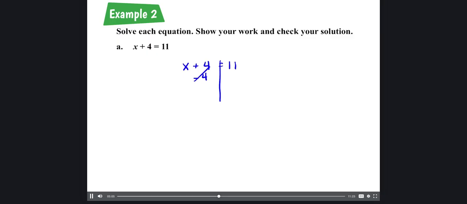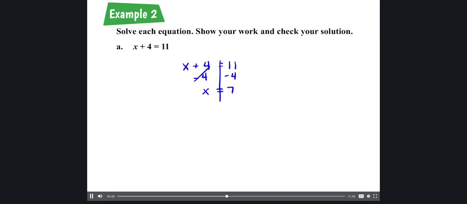Any operation done on one side of the line to cancel out a value must be done on the other side as well, so we will subtract 4 on the right side of the equation. Positive 4 minus 4 is 0, so all that's left on the left side is x. 11 minus 4 is 7. Our equation now reads x equals 7.